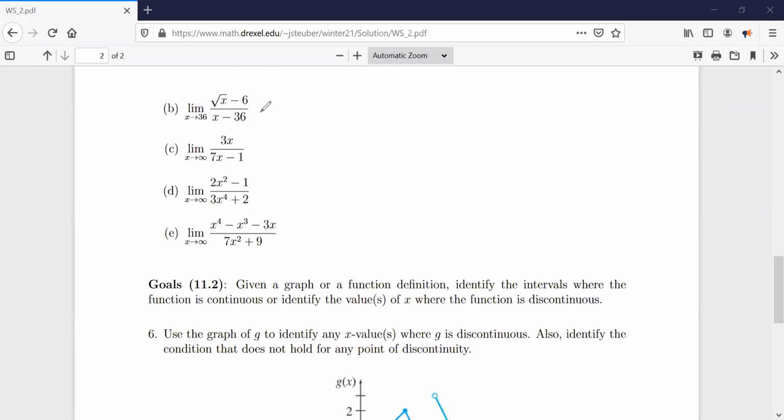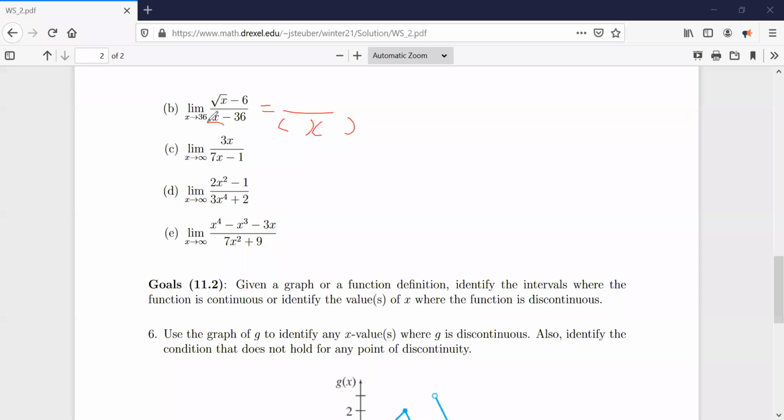So this is another case where we'll have something very similar. If I were to plug it in, I would get 0 over 0. But I can basically treat the bottom here as a difference of two squares, except it's going to have a square root instead of just x to the 1 here.